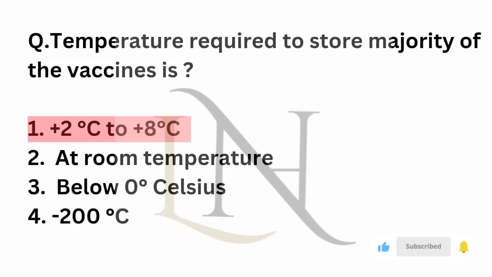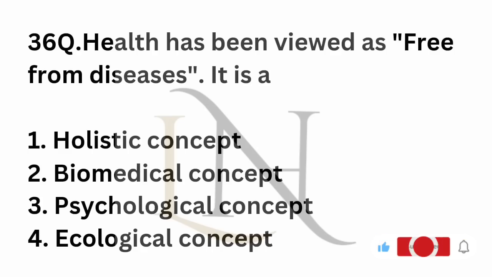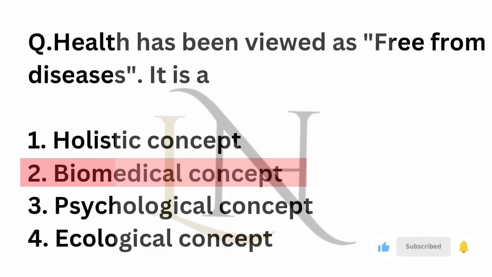Next MCQ. Health has been viewed as free from diseases. It is an option 1 holistic concept, option 2 biomedical concept, option 3 psychological concept, option 4 ecological concept. Answer is option 2 biomedical concept. Next MCQ.